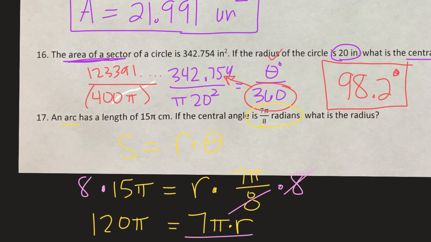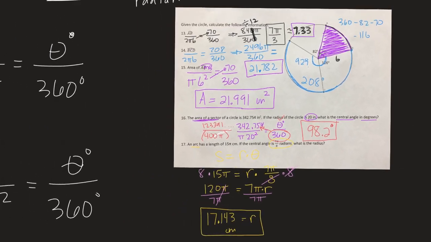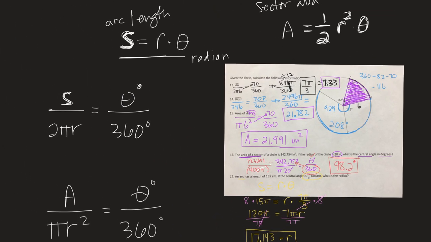When we divide both sides by 7 pi, the pi's divide out nicely, and we're basically looking for 120 divided by 7. That rounds to 17.143, and the units are centimeters. So if we have an angle in radians, we use a radian formula, and if you have angles in degrees, you use degree formulas. Hopefully that is a good refresher, and you will do great on this portion of your test tomorrow.